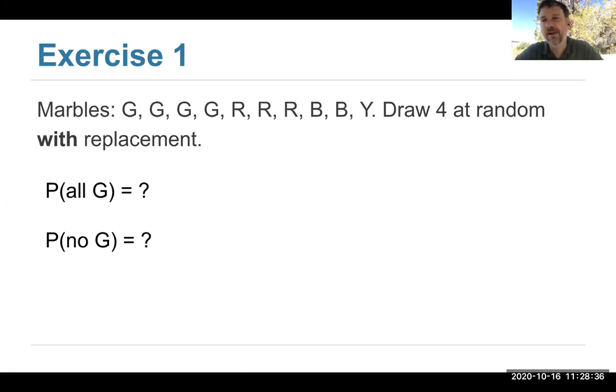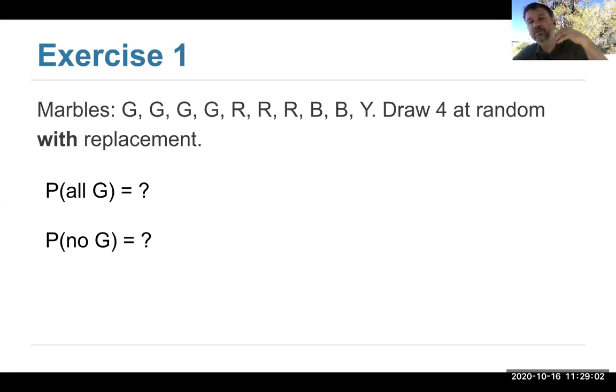Because you could have some of them were green. It might be all green, might be none of them green, or might be some of them green. So the second probability is not 1 minus the first probability. Your idea of doing a 1 minus is reasonable. The probability that none of them are green is the probability that the first one is not green, that the second one is not green, that the third one is not green, and the fourth one is not green.